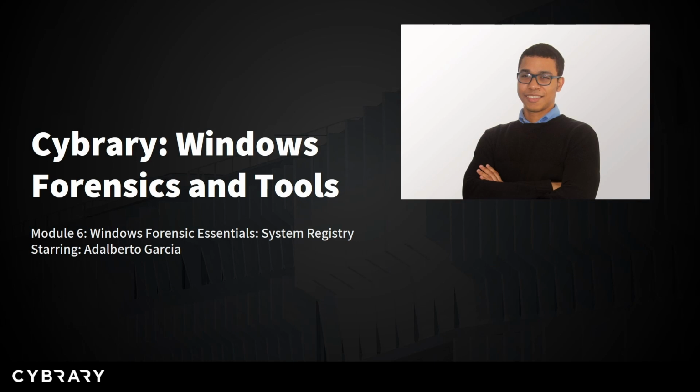Hi, welcome back to the course. In the last module, we started with the Windows Forensics Essentials by analyzing the Security Identifiers or SIDs. In Module 6, we're going to talk about the system registry, the registry Hive, the structure, and some registry root keys.